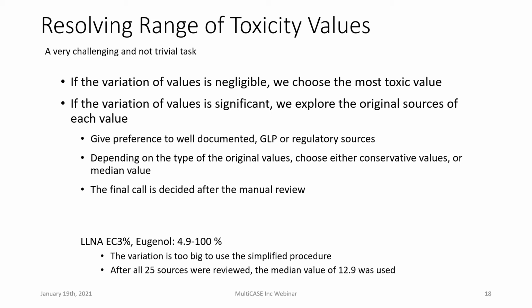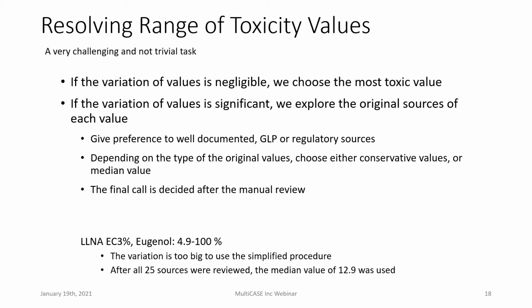If the variation of values is very significant, then we have to go deeper. We need to get into the original sources of each value, meaning the paper which actually measures this value, not the paper which refers to that paper. And we give preference to well-documented GLP or regulatory sources for the reasons which I already discussed. Depending on the type of the original value, we either choose conservative values or median values. And the final call is decided after the manual review again.